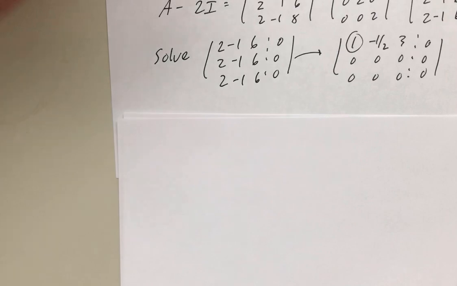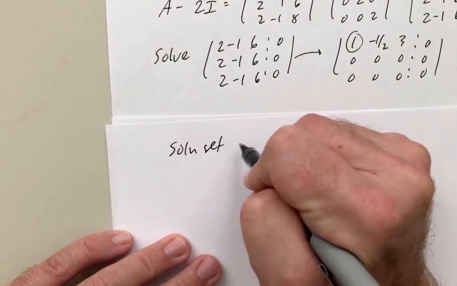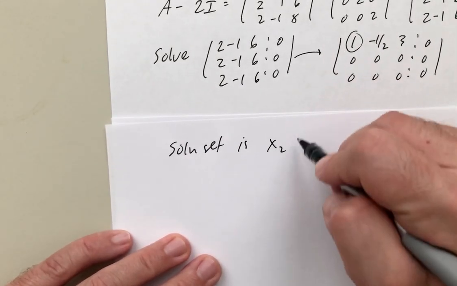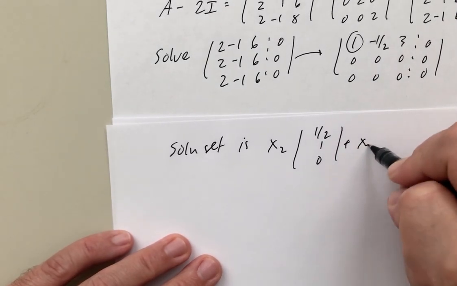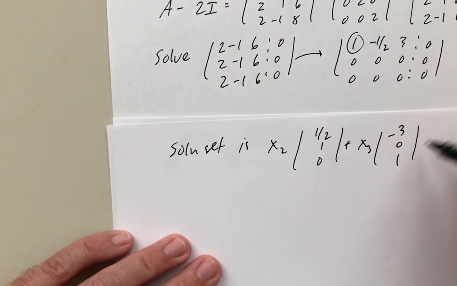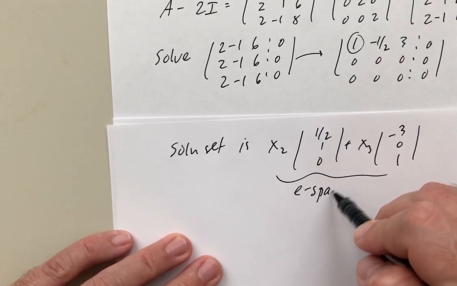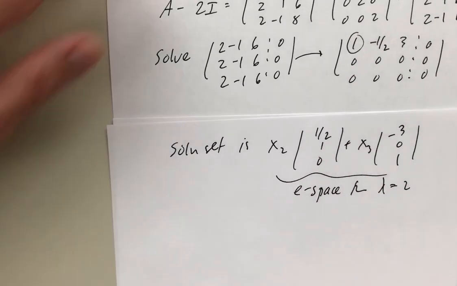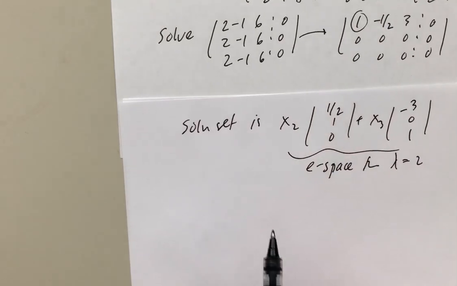Usual story, we do the same thing when we have a reduced echelon matrix. The solution set is given by, well, there are 2 free variables here. So it's x2 times something, it turns out it's 1/2, 1, 0, plus x3 times minus 3, 0, 1. And this is your eigenspace for lambda equals 2. Again, this is the entire solution set for the system that we were interested in.